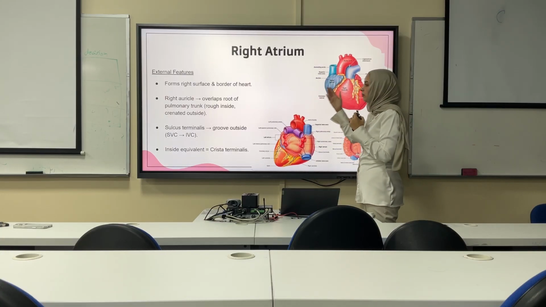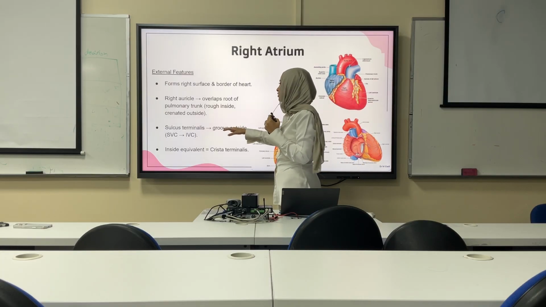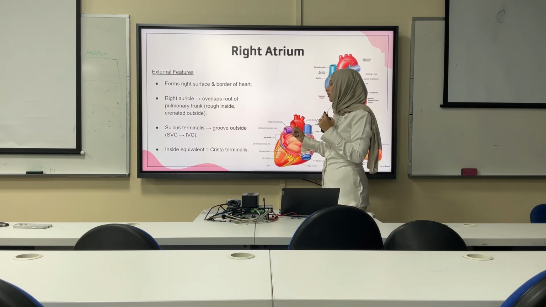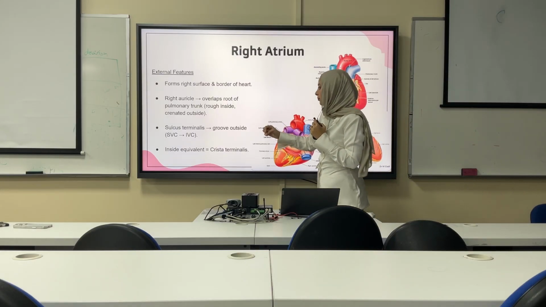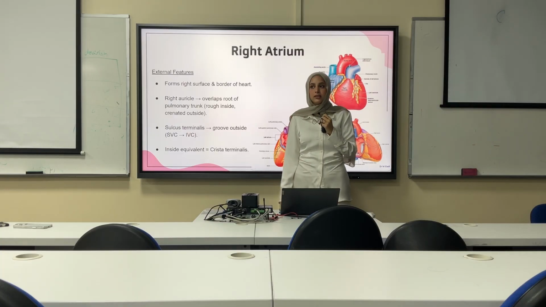So what I mean by this is that the inside is rough and then the outside is smooth. The sulcus terminalis, groove outside, between the superior vena cava and the inferior vena cava. Do you know what is the difference between sulcus terminalis and crista terminalis?